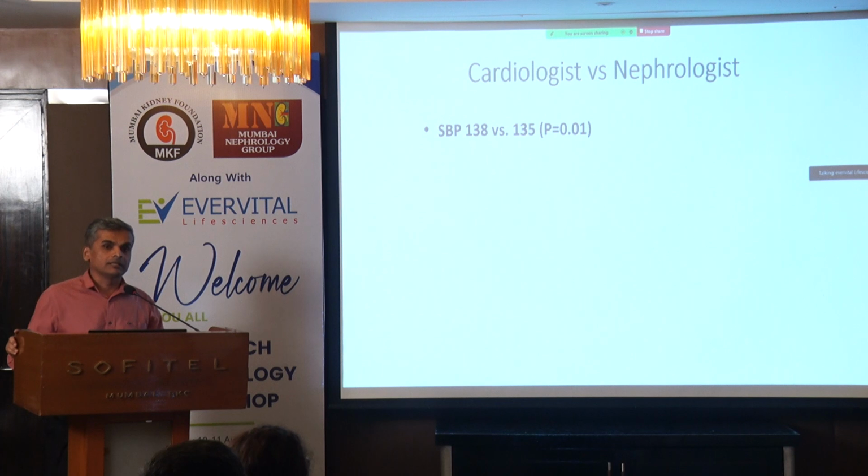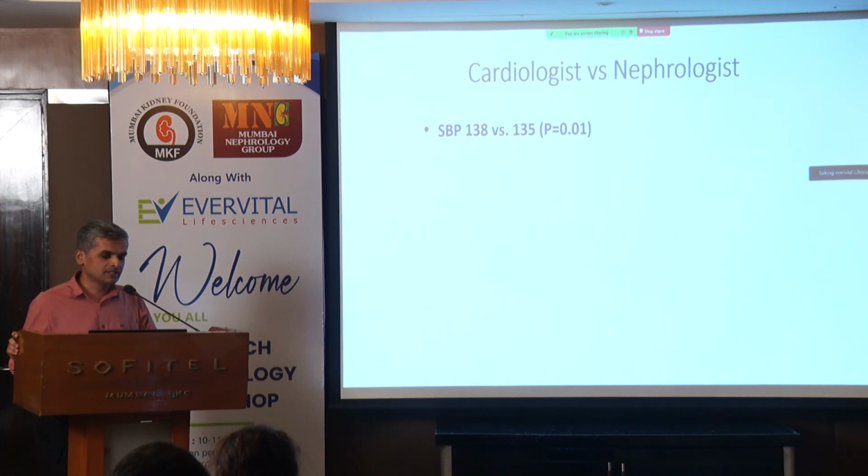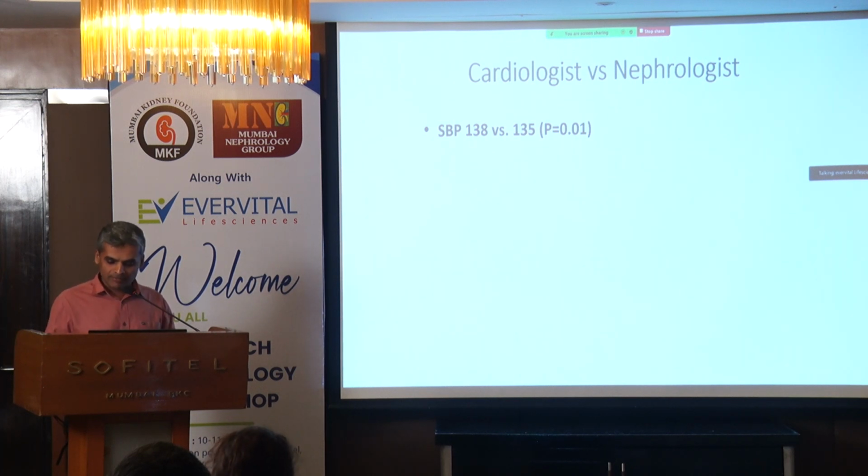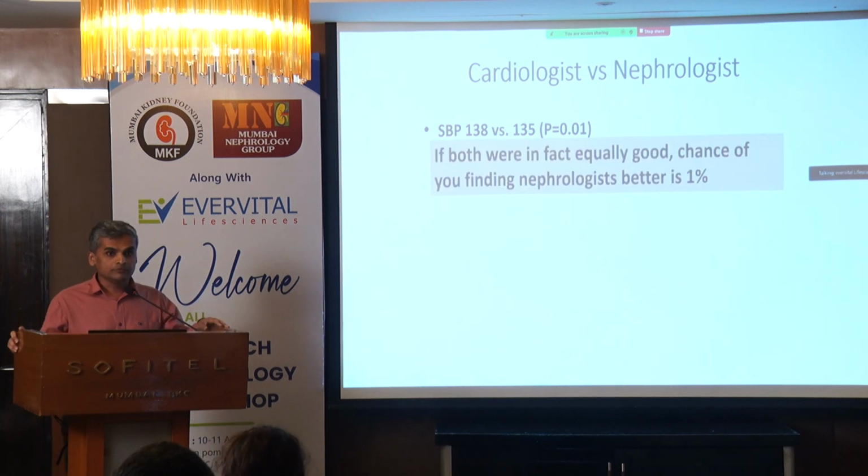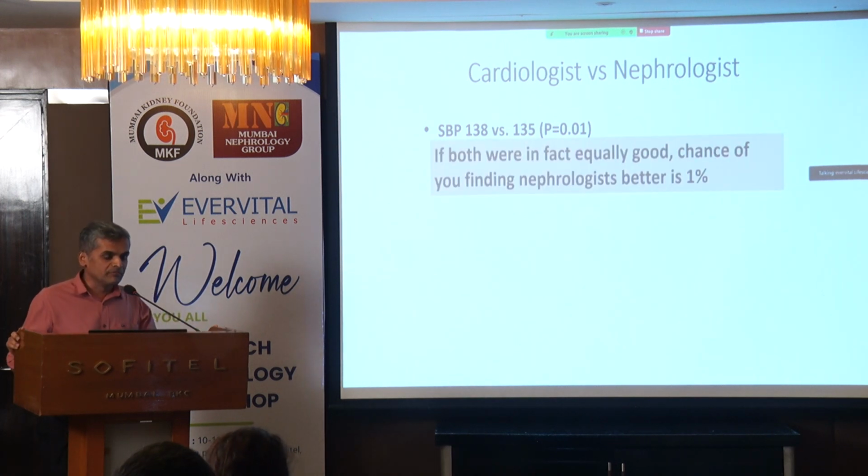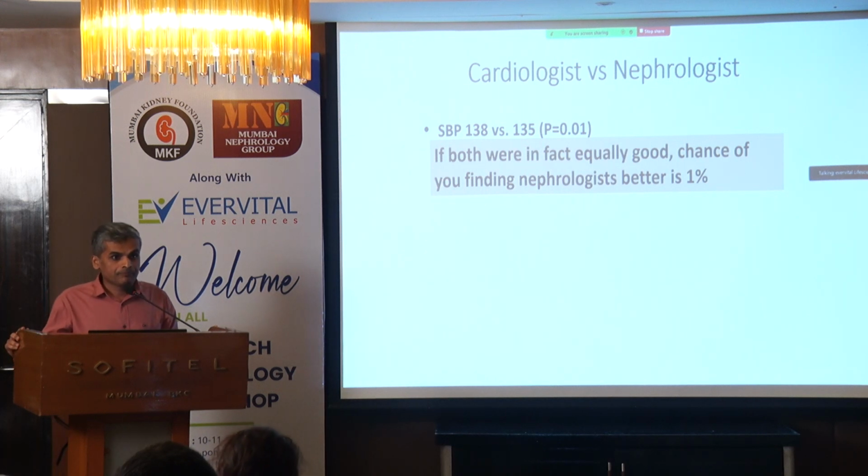And here are the trial results. At the end of 3 months, patients treated by cardiologists have a systolic of 138, those with nephrologists have 135, and the p-value is 0.01. So what does this 0.01 mean here? If both were equally good, the chance of you finding nephrologists better is 1%.